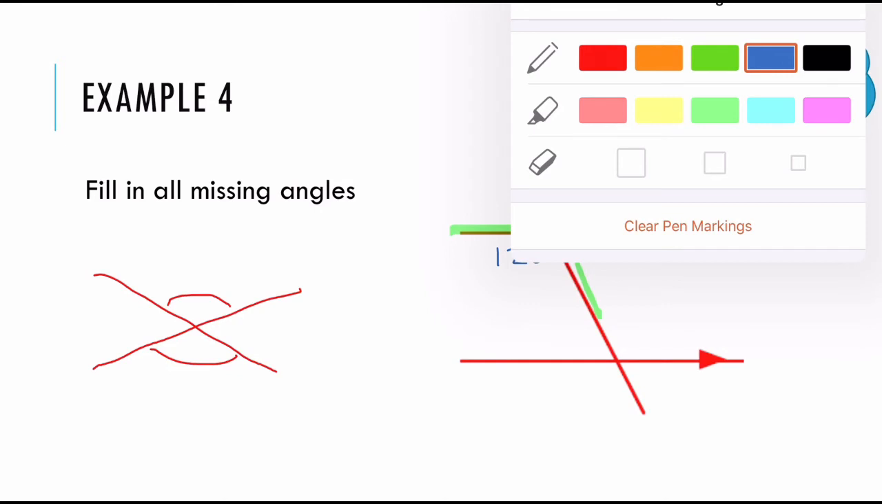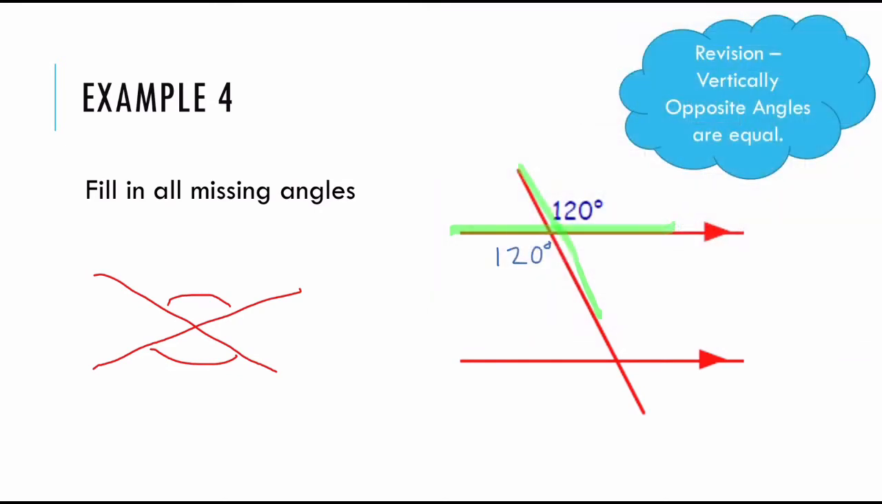Next, I'm going to focus on this F shape here. So it's an upside down F. Now that tells me that if the 120 is sitting on top of the parallel line here, it also must be sitting on top of the parallel line down here. So that must also be 120. And again, I can use vertically opposite angles to fill in the 120 here.